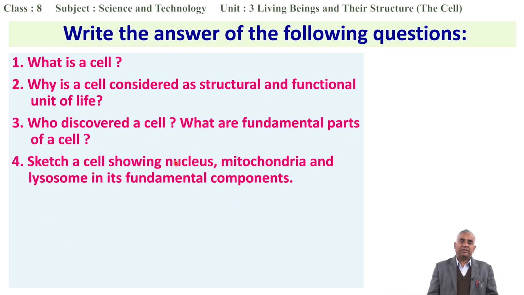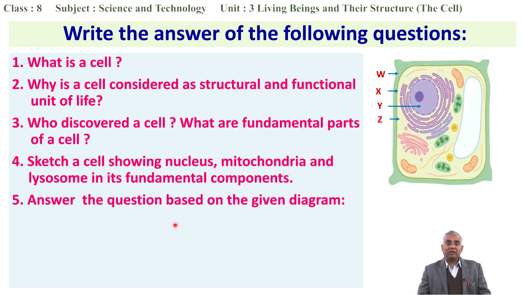Now sketch a cell showing nucleus, mitochondria, and lysosome in its fundamental components. Means the fundamental components are already given, 3. So there, what is the location of the nucleus, mitochondria, and lysosome? You have to show only that, not in detail, because detailed practice will be done later.